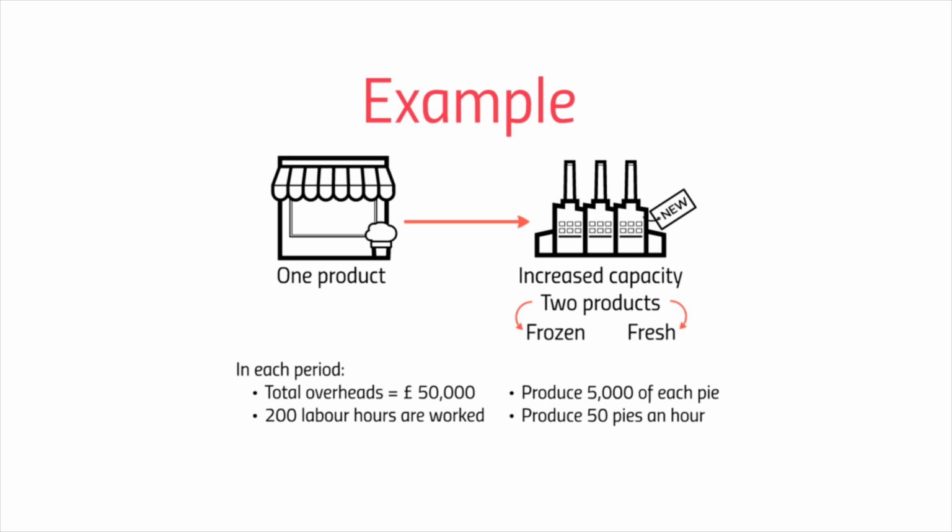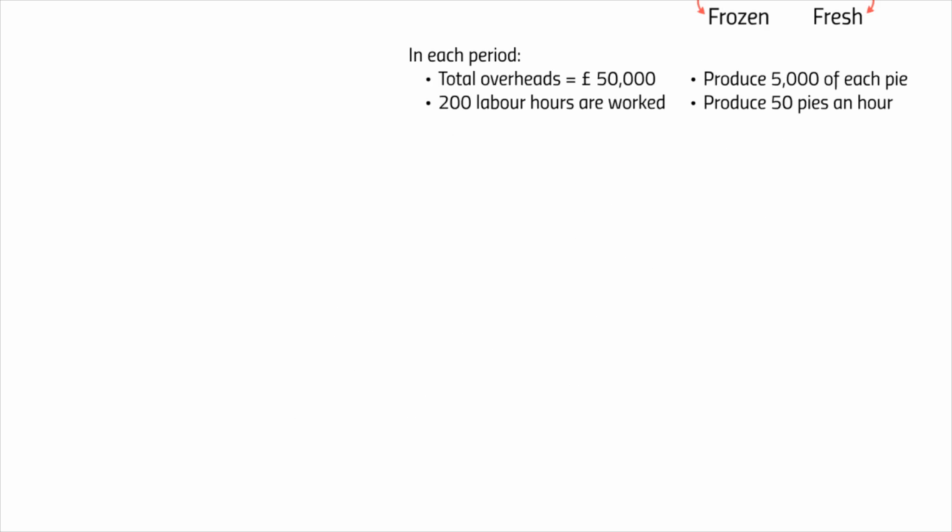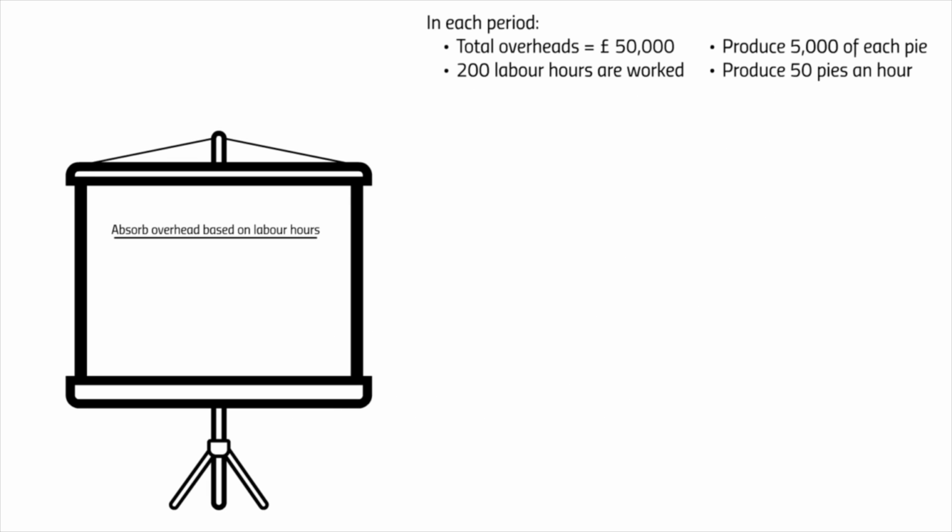So in the new factory we can produce 5,000 of each pie in the period, and the rate at which pies can be produced is 50 pies an hour. The total overheads amount to £50,000, so that includes the cost of rent, electricity, heating, water, maintenance, for example. And in a single period, a total of 200 labour hours are worked. And we decide to absorb our overheads into the cost of our pies based on labour hours.